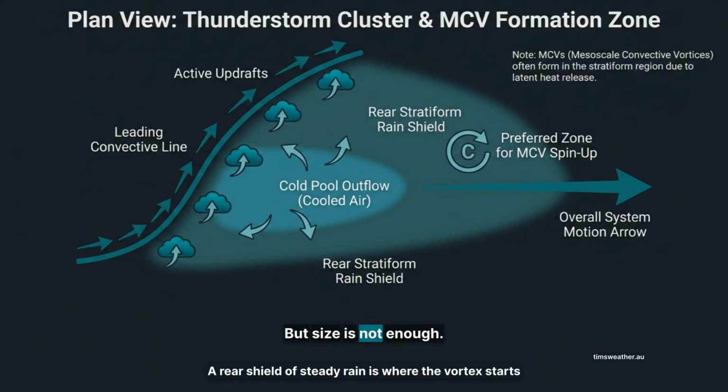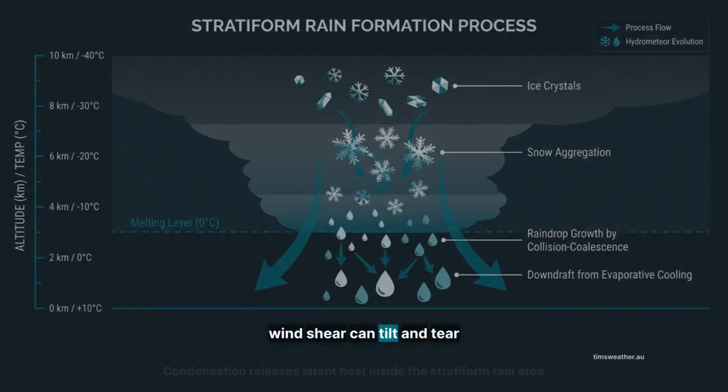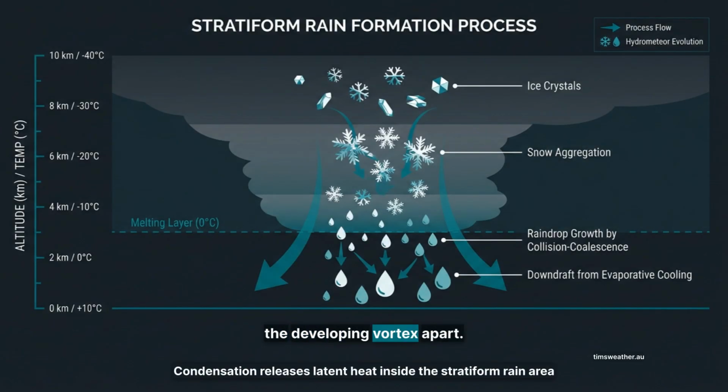But size is not enough. The wind profile must also cooperate. If winds change too sharply with height, strong vertical wind shear can tilt and tear the developing vortex apart. In weak shear, the warm core and circulation stay stacked, allowing the pressure gradient and spin to reinforce each other.